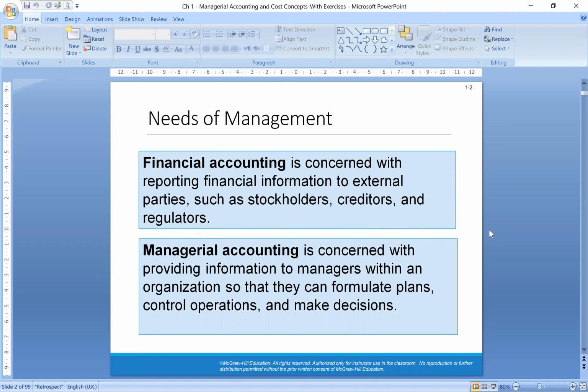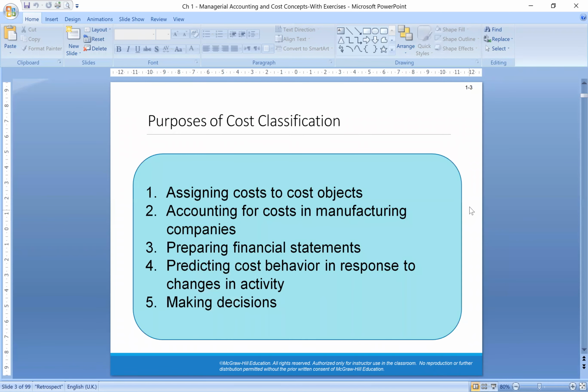Managerial accounting, which is our topic, is concerned with providing information to managers within the organization so that they can formulate plans, controls, operations, and make decisions. So mainly we are providing our information for internal users for their decisions, and it is not important to be reported for the outsiders. This is the difference between financial accounting and managerial accounting.